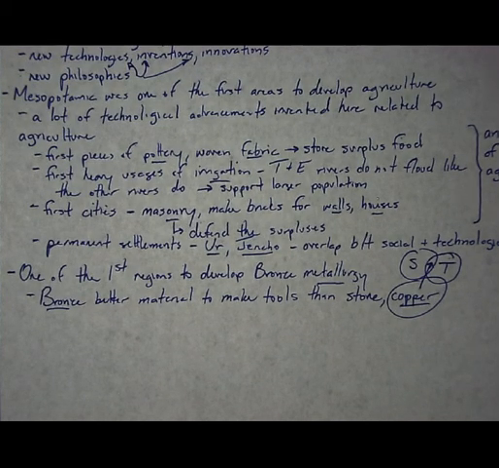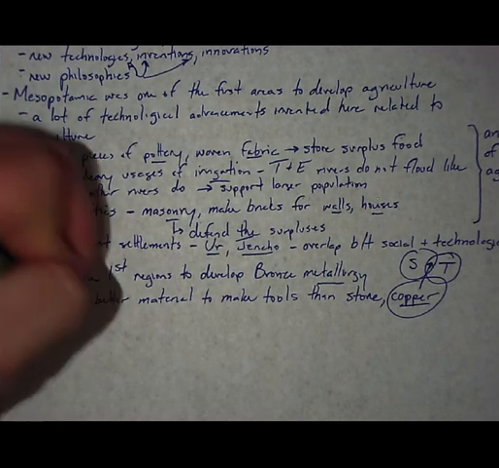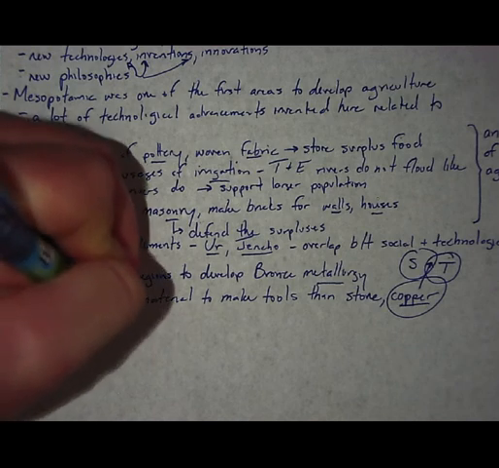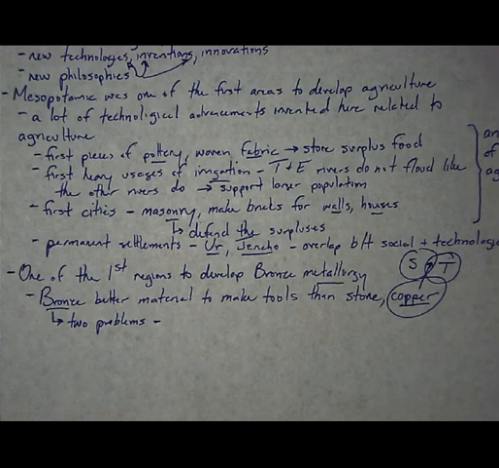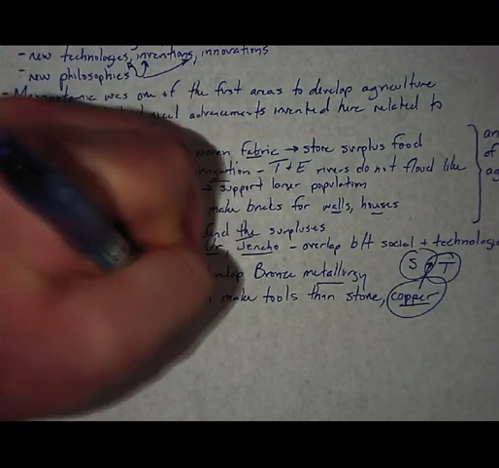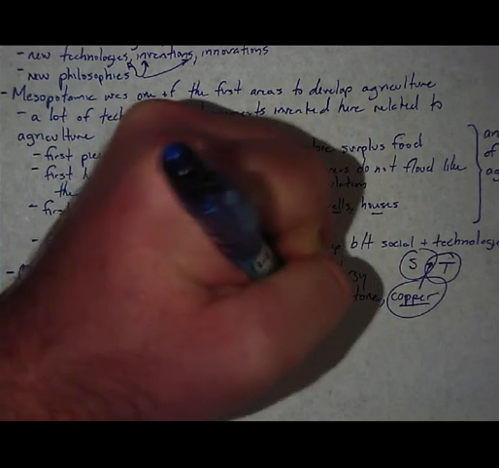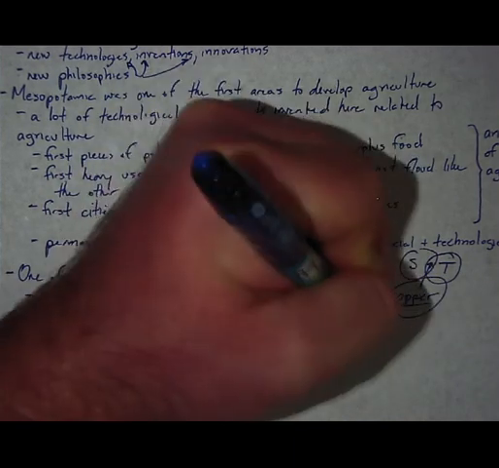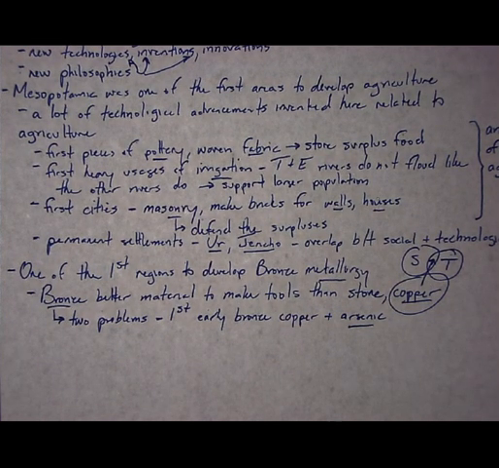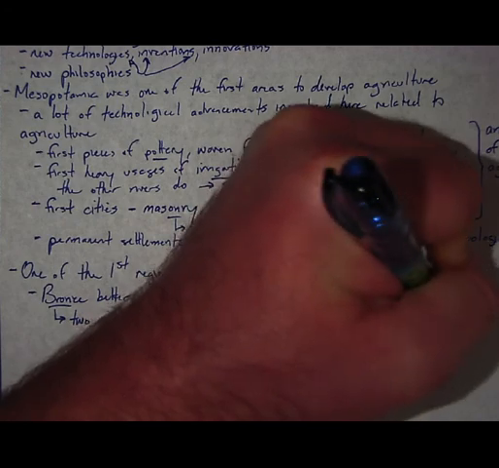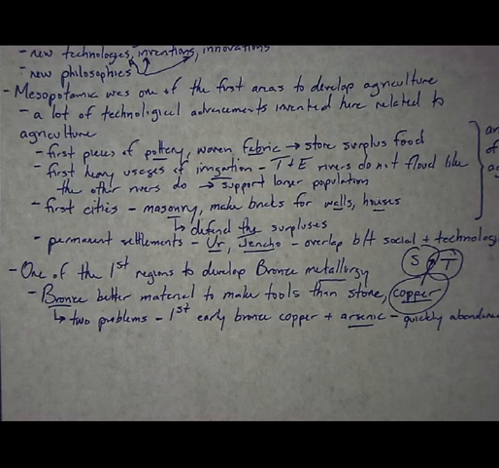The problem with bronze, though, well, there are two problems with bronze. The first problem was pretty readily apparent to people. So the first problem was that early bronze was made from a combination of copper and arsenic. Arsenic is extremely poisonous. And so if you're making bronze out of copper and arsenic, you're probably going to end up poisoned even if you do things the right way. So we kind of quickly abandoned this. This was pretty quickly abandoned.